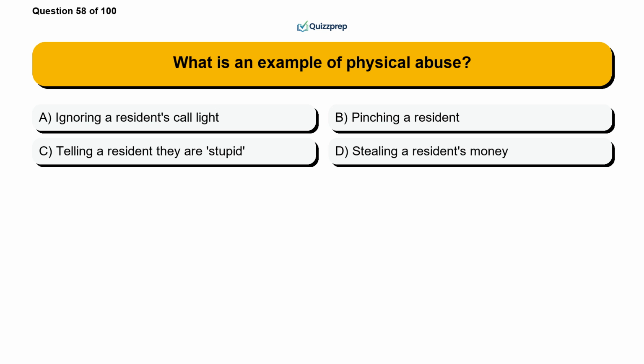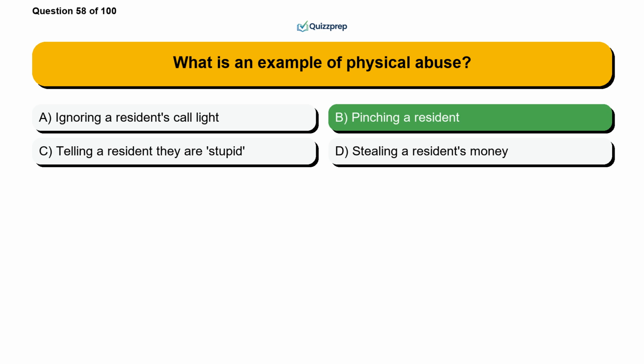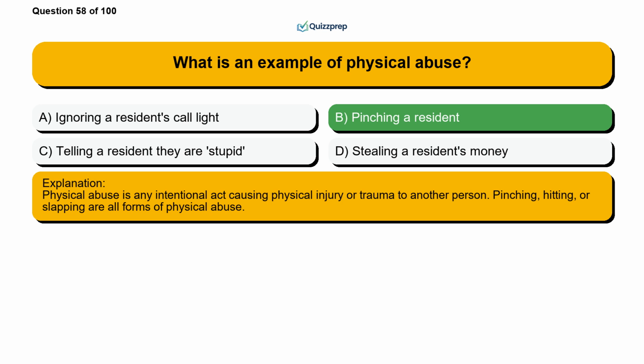Question 58. What is an example of physical abuse? Option A, ignoring a resident's call light. Option B, pinching a resident. Option C, telling a resident they are stupid. Option D, stealing a resident's money. The correct answer is option B, pinching a resident. Physical abuse is any intentional act causing physical injury or trauma to another person. Pinching, hitting, or slapping are all forms of physical abuse.